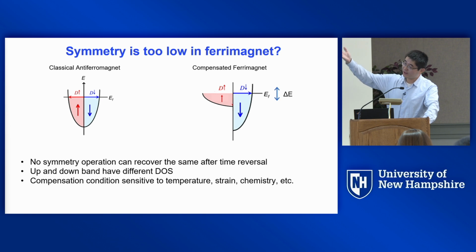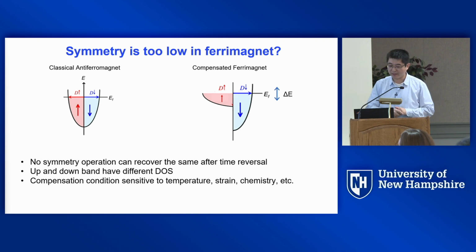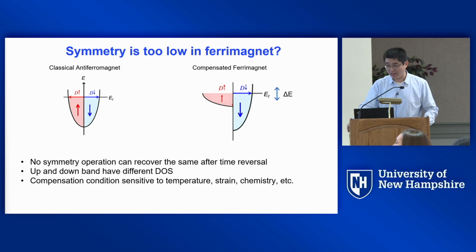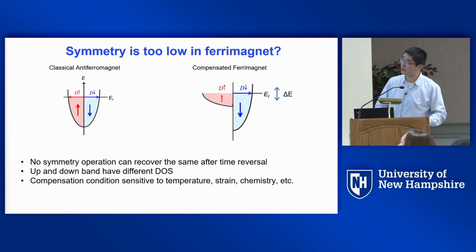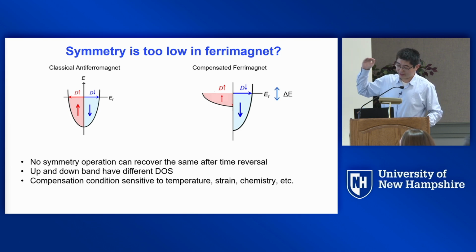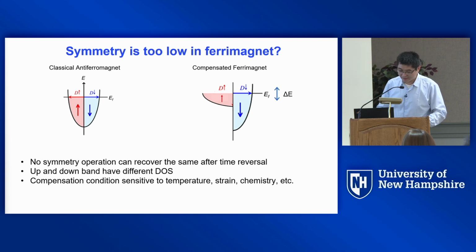Now if you compare the band structure between a classical antiferromagnet and a compensated ferrimagnet, you will see that in the classical antiferromagnet, at each energy level, you have the degeneracy between up and down spins. So the density of states are equal to each other. But for compensated ferrimagnet, because you lose all kind of symmetry protection, the density of states is very different between up and down spins.